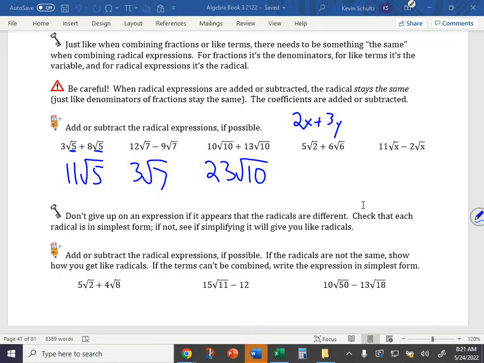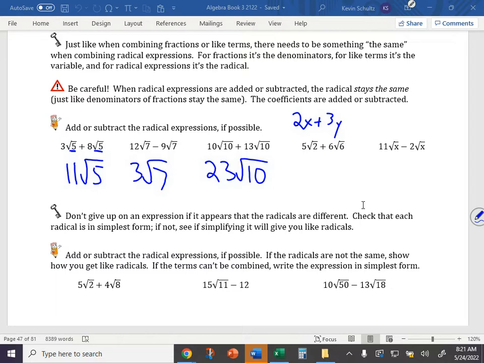Okay, Catherine? Yes, if there are further examples below, like 5 root 2 plus 4 root 8, we'll talk about one that you can get like roots with. What do you do? Okay, we'll talk about that. Alex?